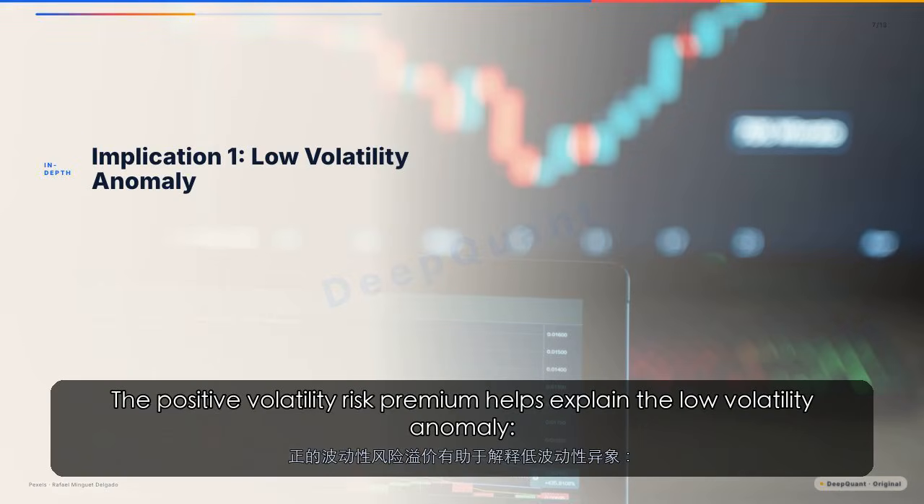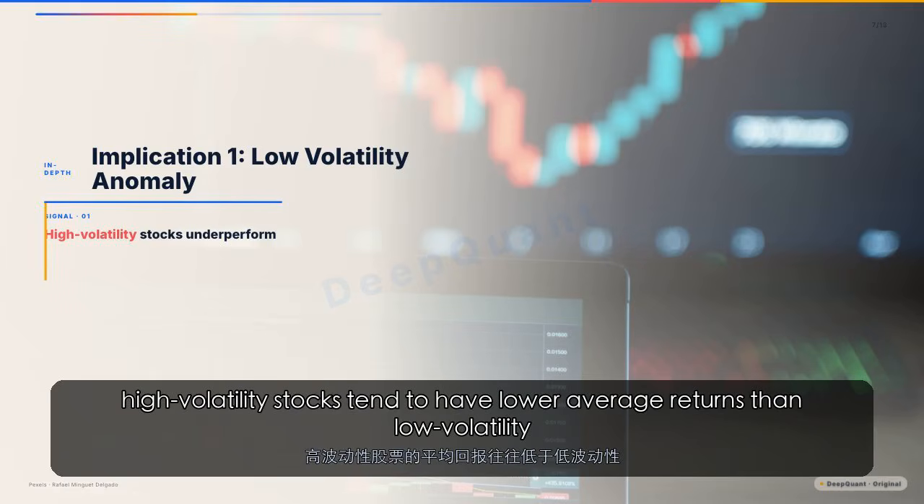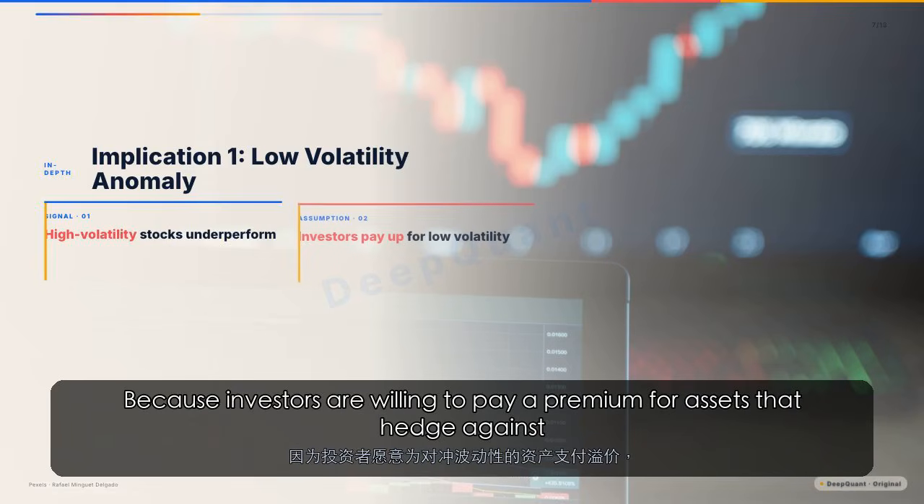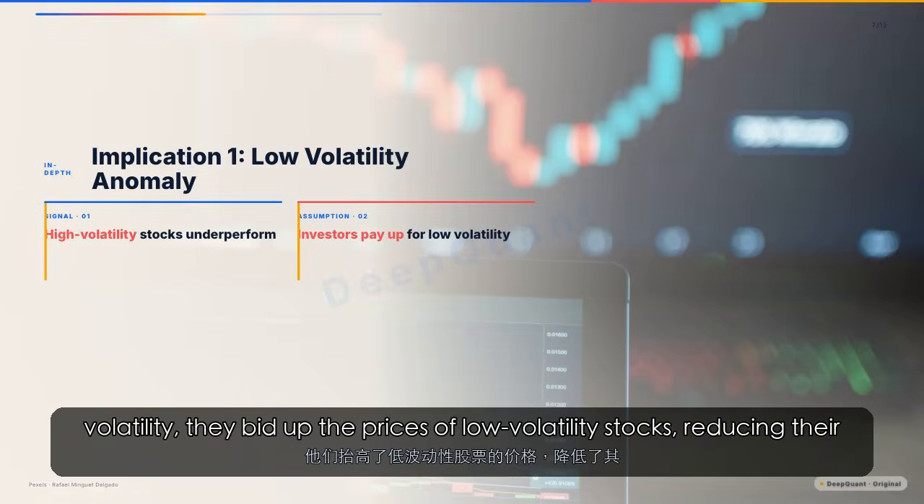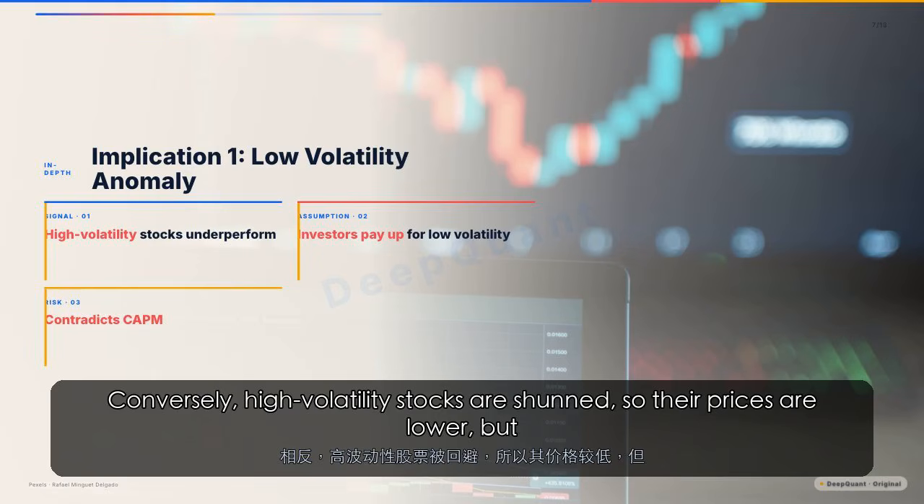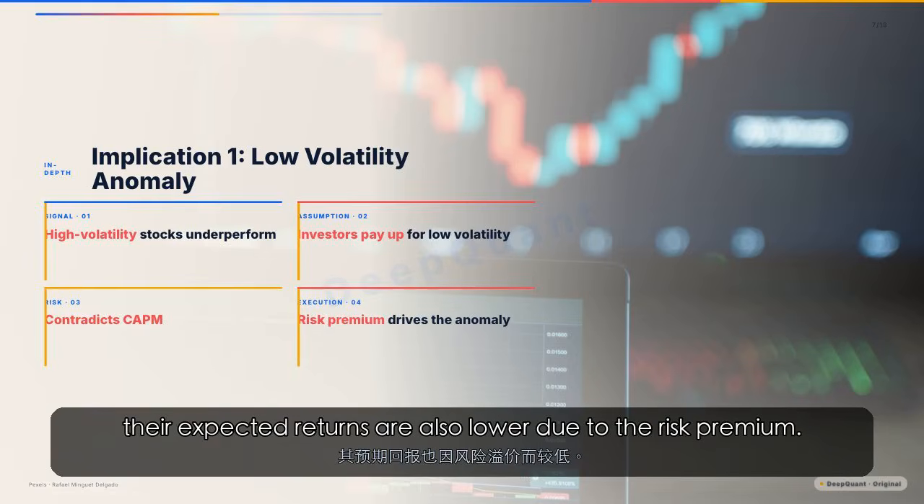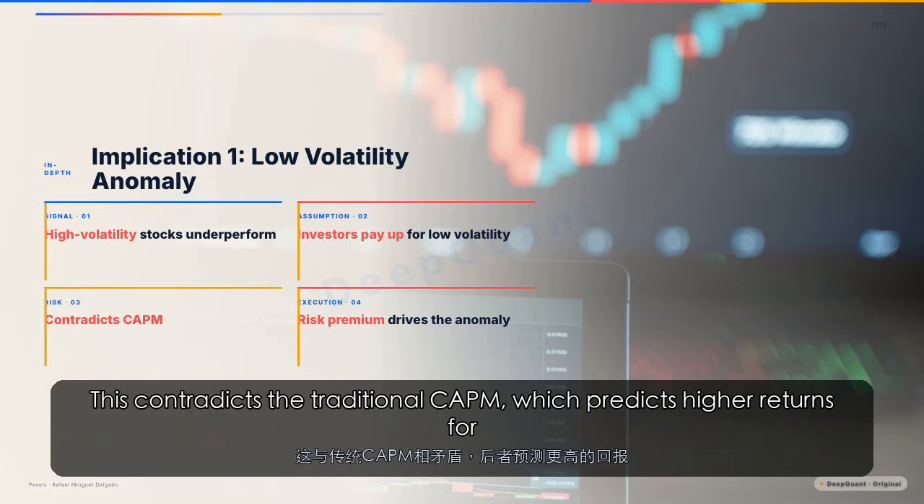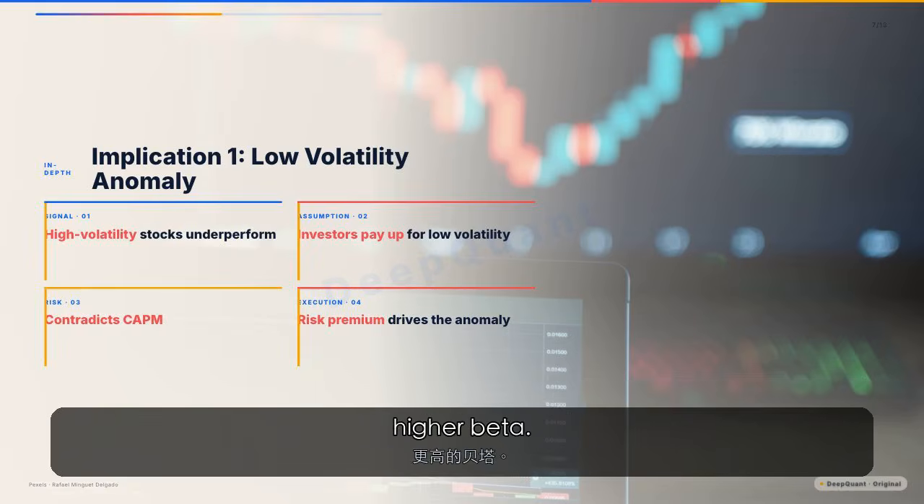The positive volatility risk premium helps explain the low volatility anomaly. High volatility stocks tend to have lower average returns than low volatility stocks. Because investors are willing to pay a premium for assets that hedge against volatility, they bid up the prices of low volatility stocks, reducing their expected returns. Conversely, high volatility stocks are shunned, so their prices are lower, but their expected returns are also lower due to the risk premium. This contradicts the traditional CAPM, which predicts higher returns for higher beta.